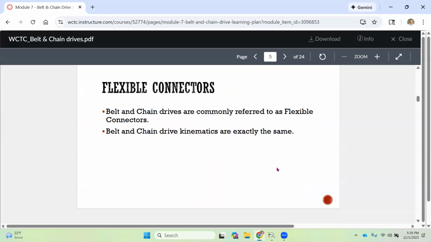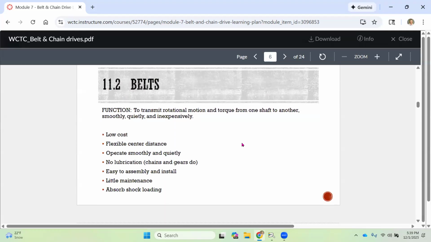Now, we talk about belts and chain drives as being flexible connectors, and they're referred to that mostly because, as I said earlier, we can change that center distance readily. So belts and chain drives kinematics are also going to be exactly the same as what we also experienced back in gears. So when we start looking at velocity ratios, for instance, some of those relationships are going to look and sound familiar to us. So let's start off with belt drives.